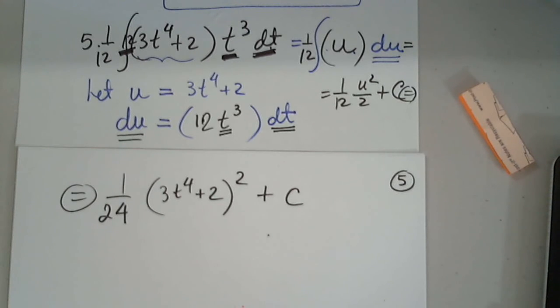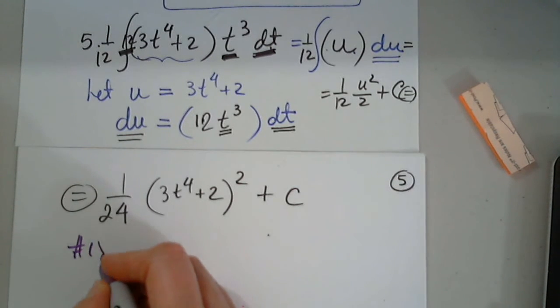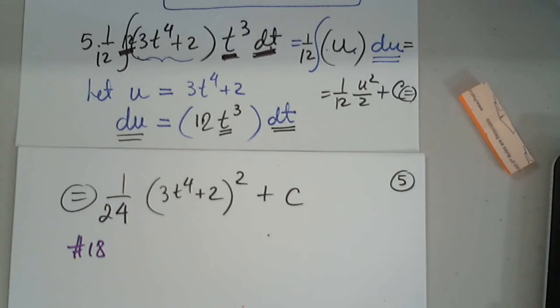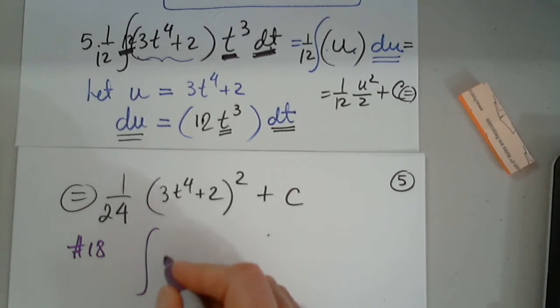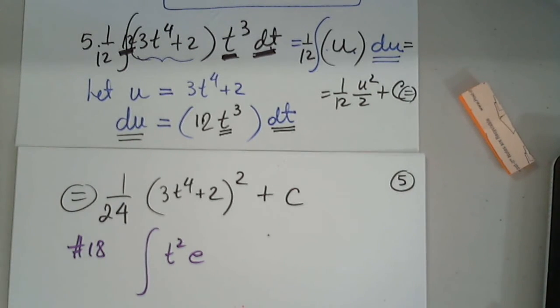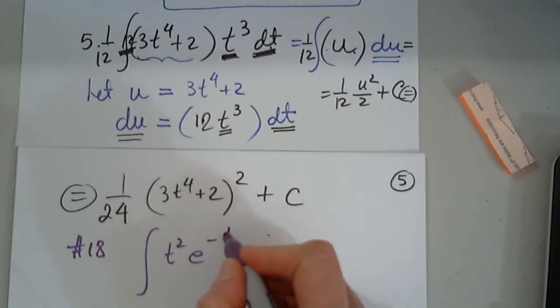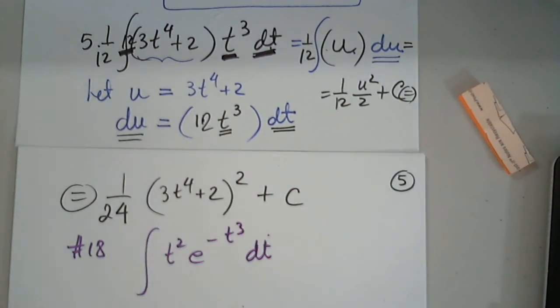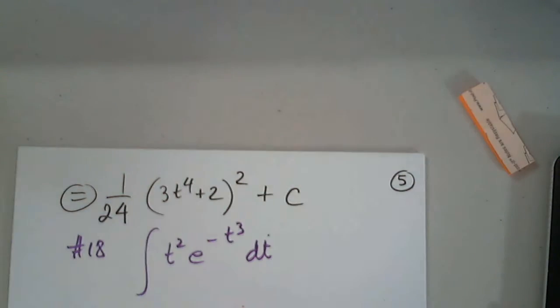For some reason, this concept is not really sticking. So for the next one, could you write out step 1, step 2, step 3, something like that? Sure. Can you do 18? 18 it is. I was just looking at 18. Awesome. So 18 is the integral of t to the fourth... t squared e to the negative t cubed dt. Good.